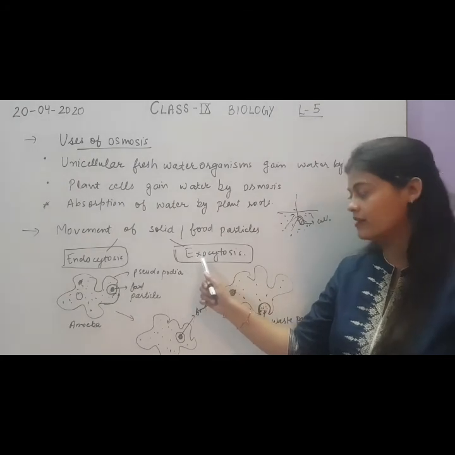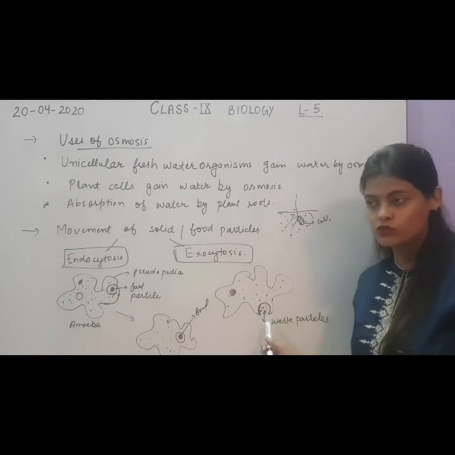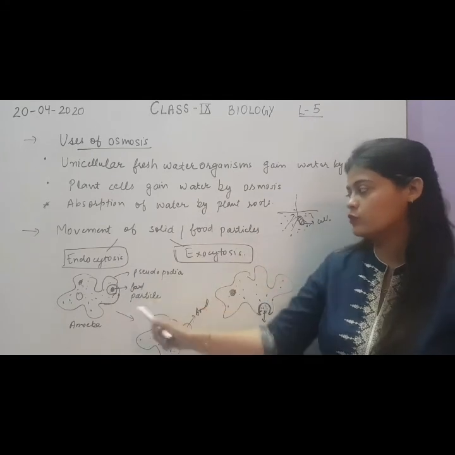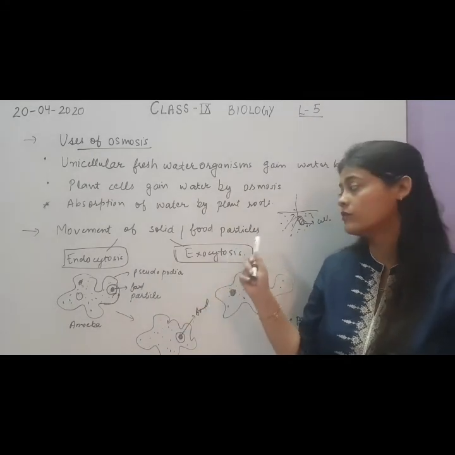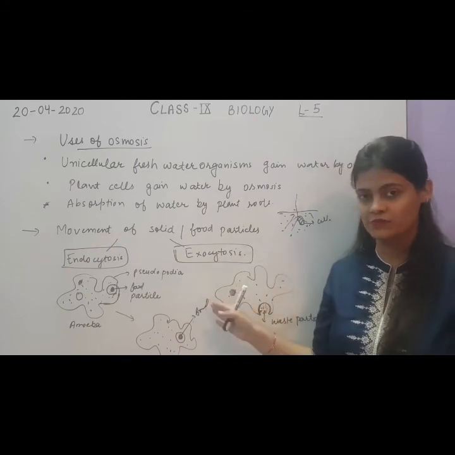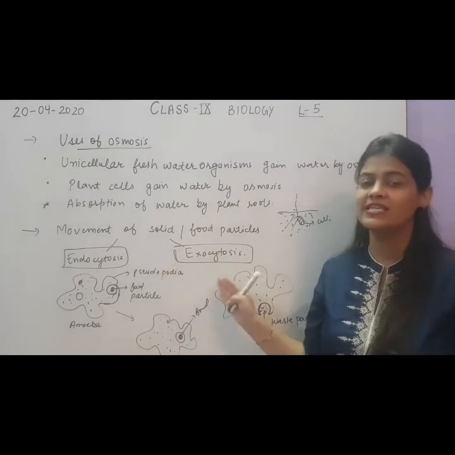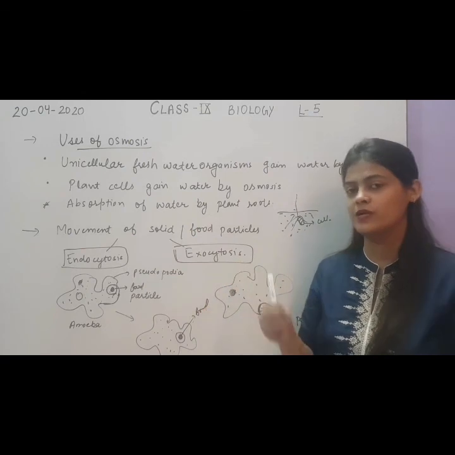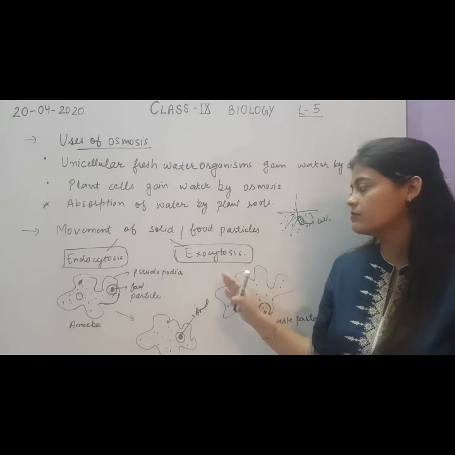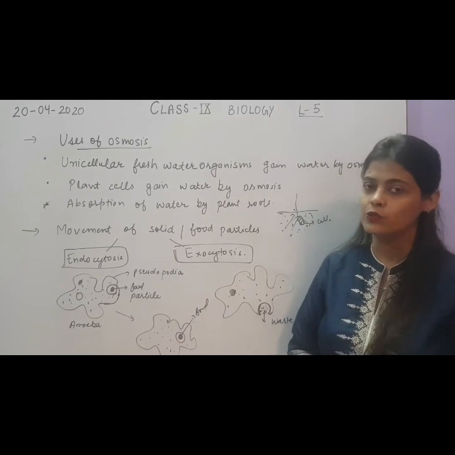So here we can see that there is an exit of the waste particles. This process is called exocytosis, because here the waste particles are in the form of solid. So these are the two types of movement of solid or food particles. So this is all about the types of movement across the plasma membrane. These two are only possible because the plasma membrane is flexible in nature, and you know that it is made up of phospholipids and proteins. And next we will see two activities related to the osmosis process given in your book. We will discuss the two activities now.